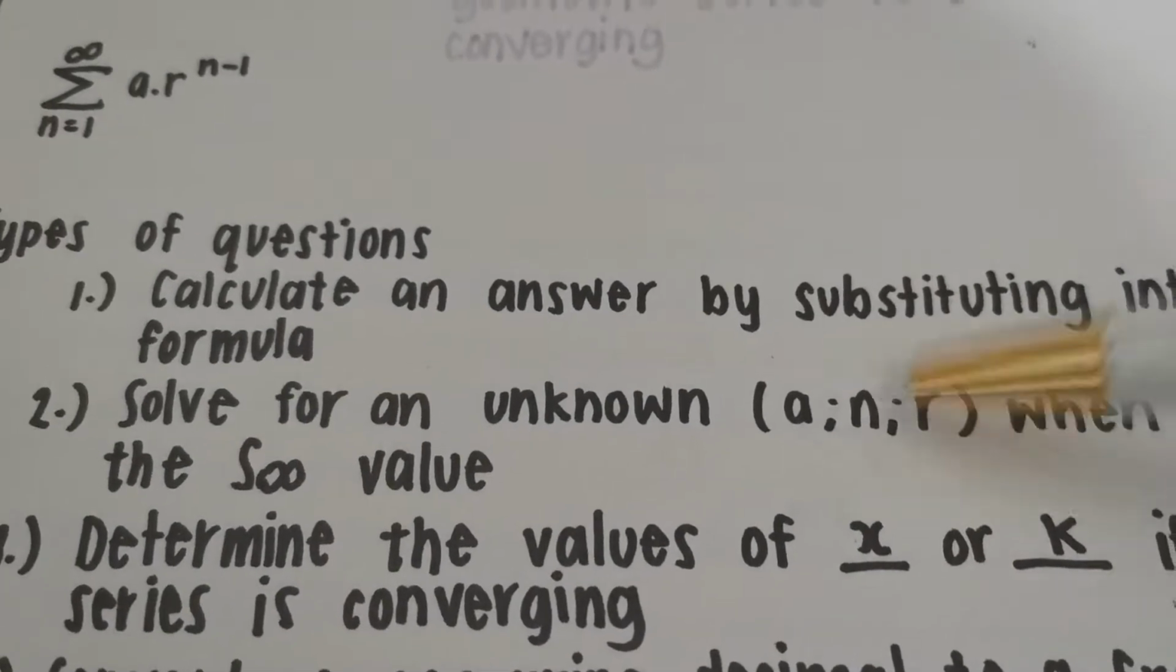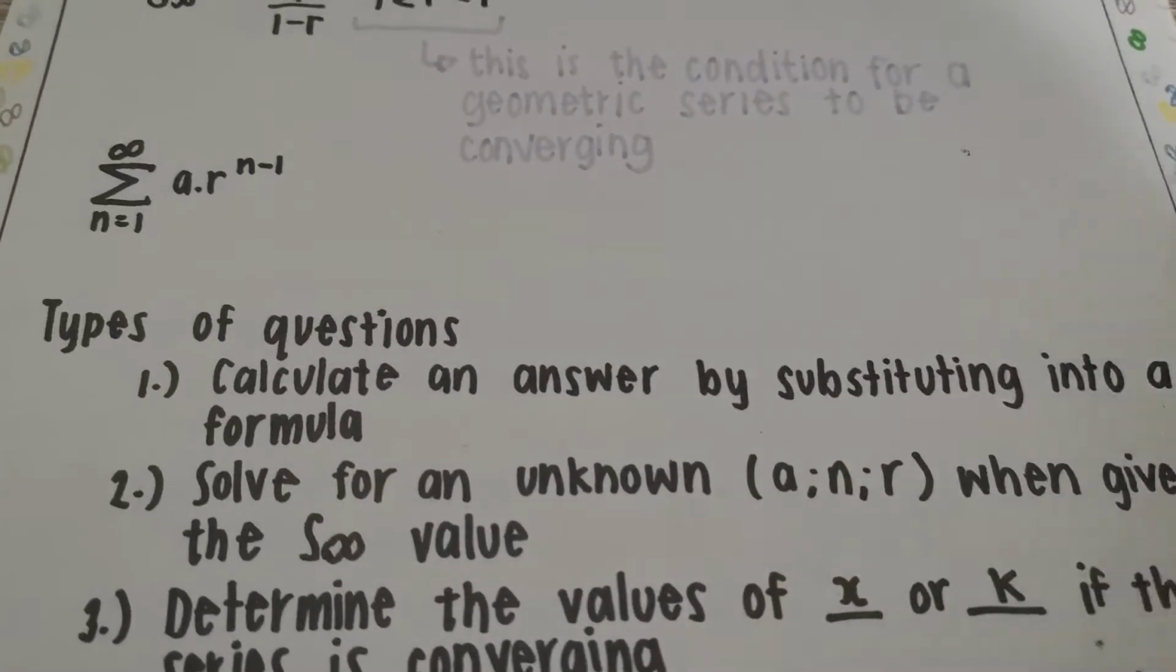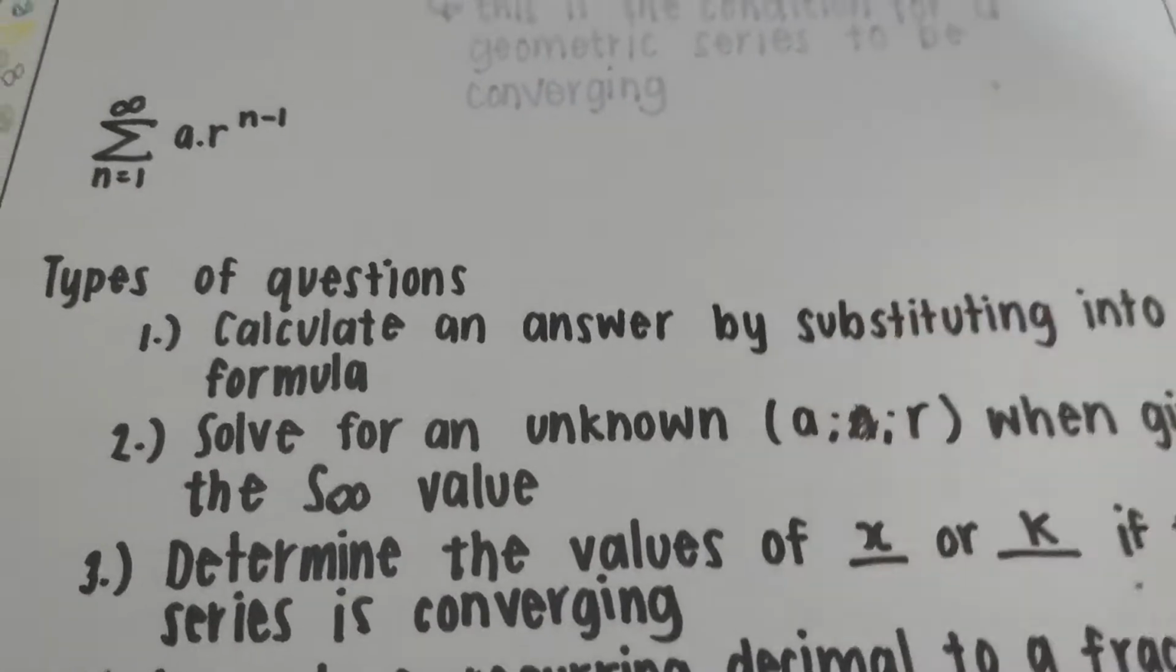I wrote here N, but I did not mean N. I was supposed to just write A and R. Let's scratch this part out over here.